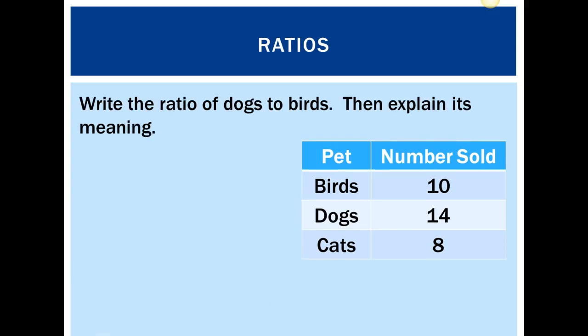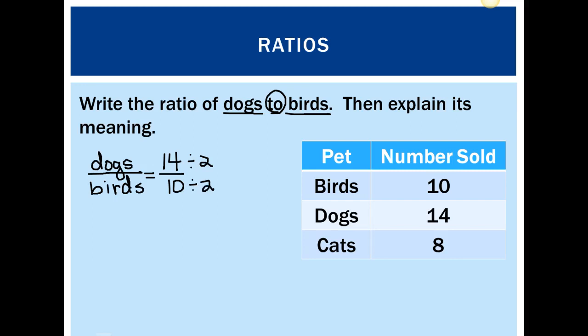In this problem, we'll write the ratio of dogs to birds, then explain its meaning. Because we're writing a ratio of dogs to birds, that means the number of dogs will go on top and the number of birds will go on the bottom. I will write my ratio and then simplify if possible. The number of dogs is 14 and the number of birds is 10. Both of these can be divided by 2, which will leave me a ratio of 7 to 5.